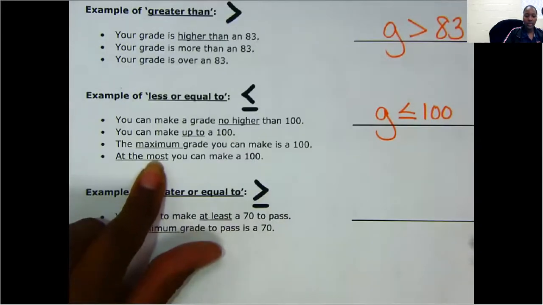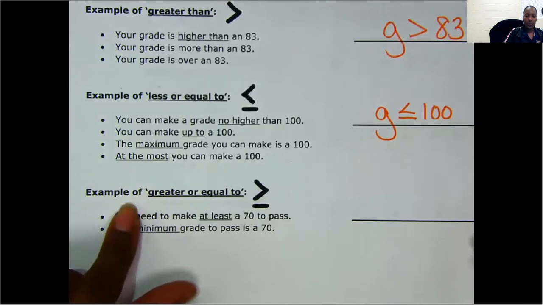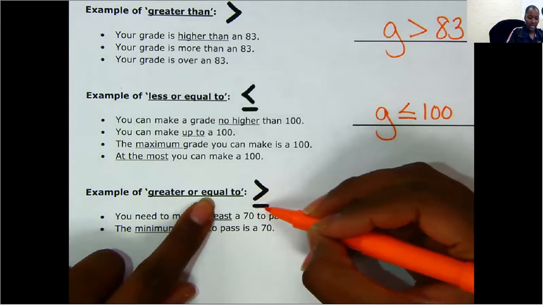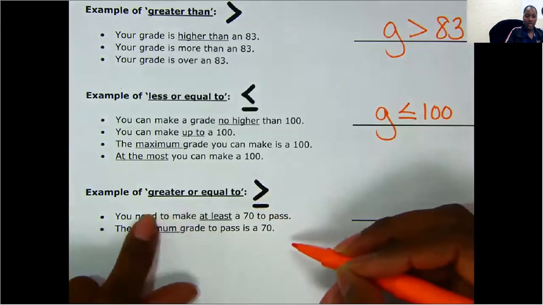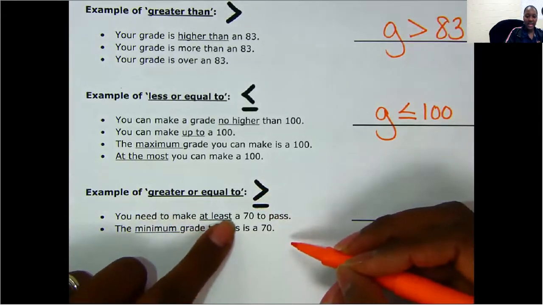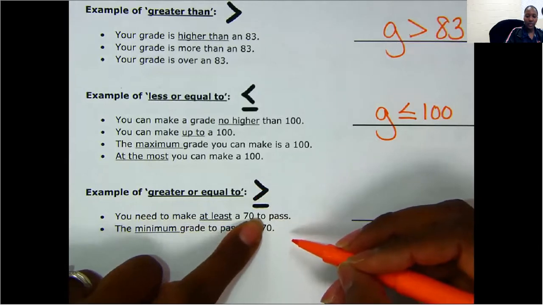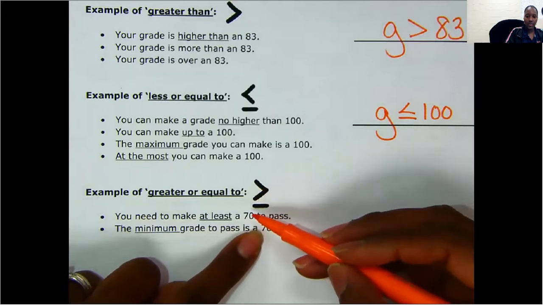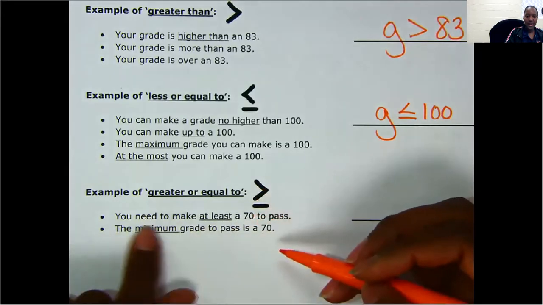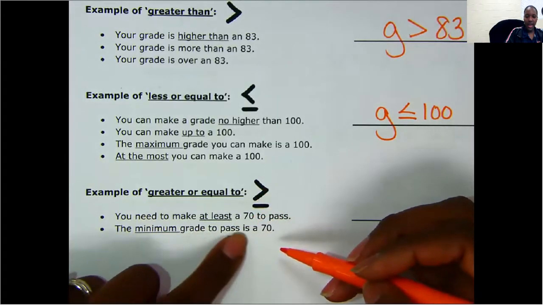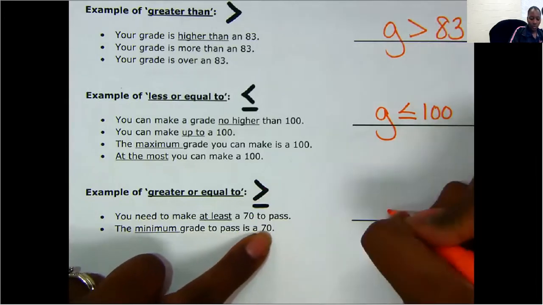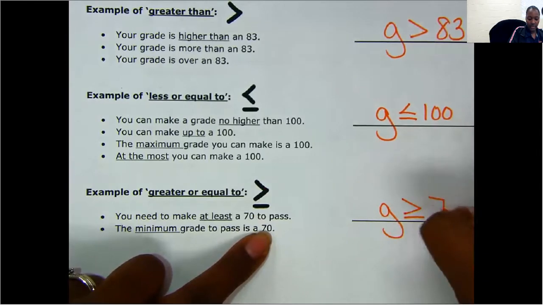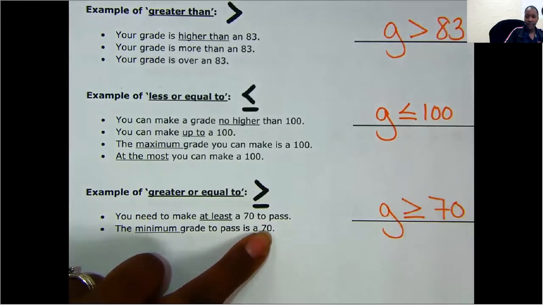Okay, let's look at this one. Examples of greater or equal to. So here's the greater than symbol, and this is the equal to. Okay, you need to make at least a 70 to pass. So your grade has to be greater than or equal to a 70. The minimum grade to pass is a 70. So our grade has to be greater than or equal to a 70, okay?